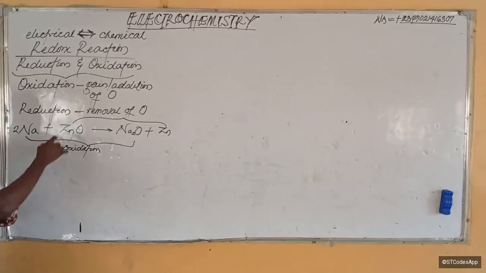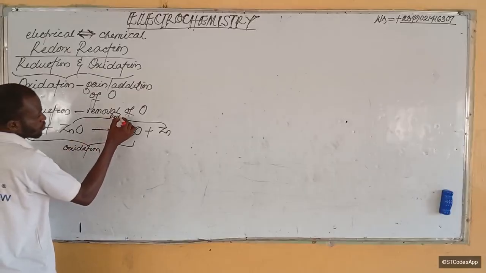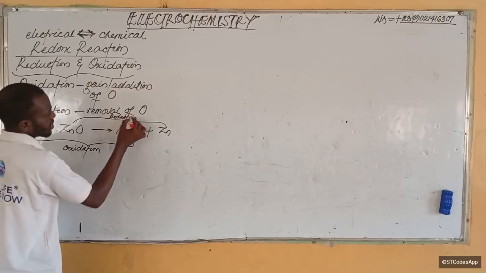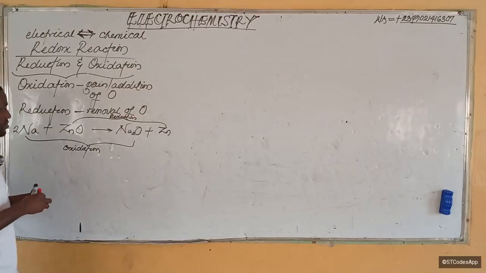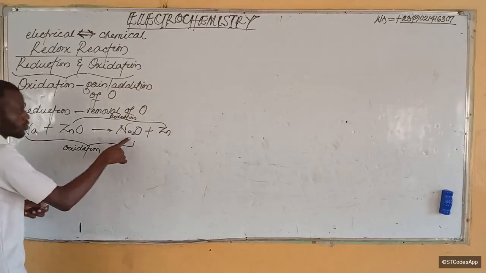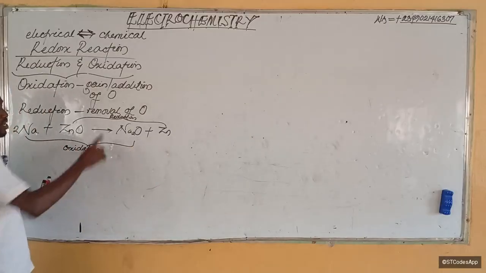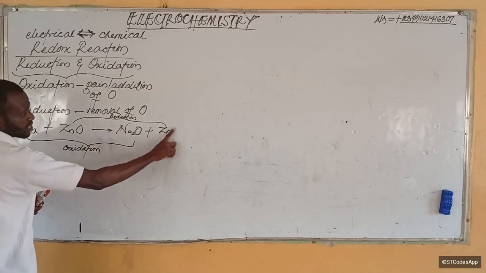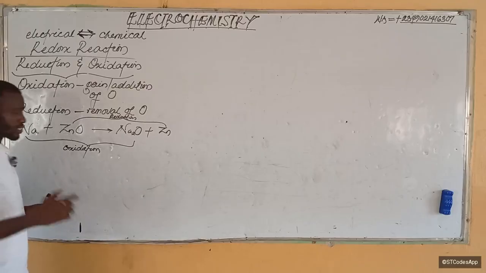Is that clear? Then this one is going to be, of course, the opposite, which is what? Reduction. So this will be reduction half reaction, if we were to write zinc oxide to zinc. All right? Now, sodium became sodium oxide, that is oxidation. Zinc oxide became zinc, that is reduction, because here oxygen was removed. You see, it no longer has oxygen here. All right, I hope you have gotten that.